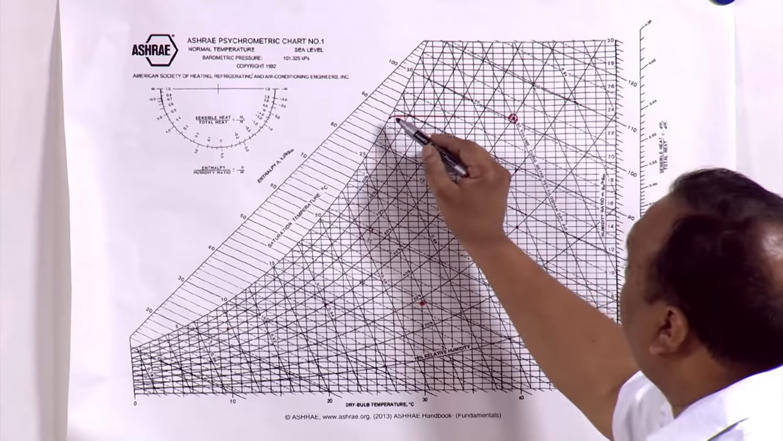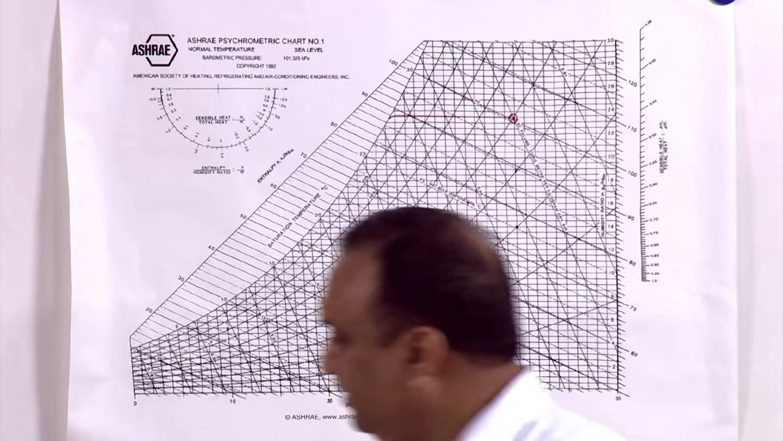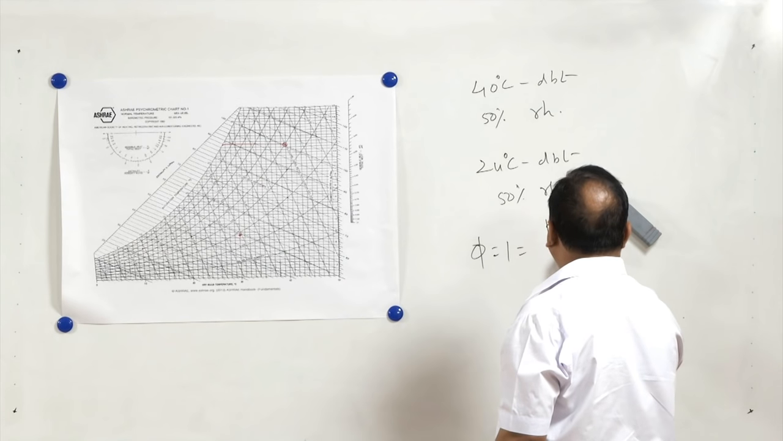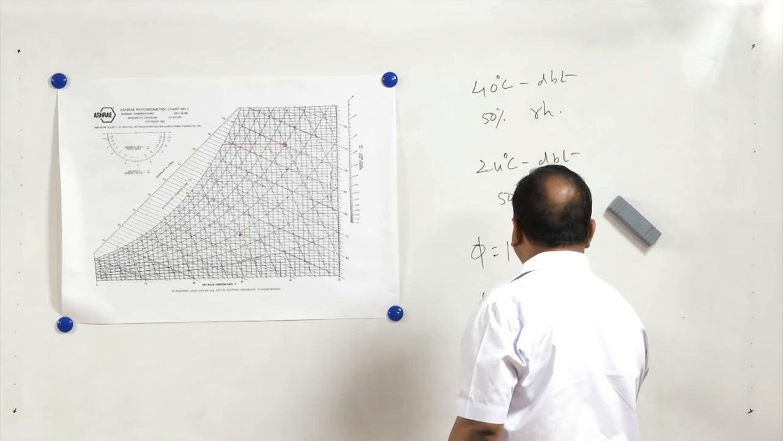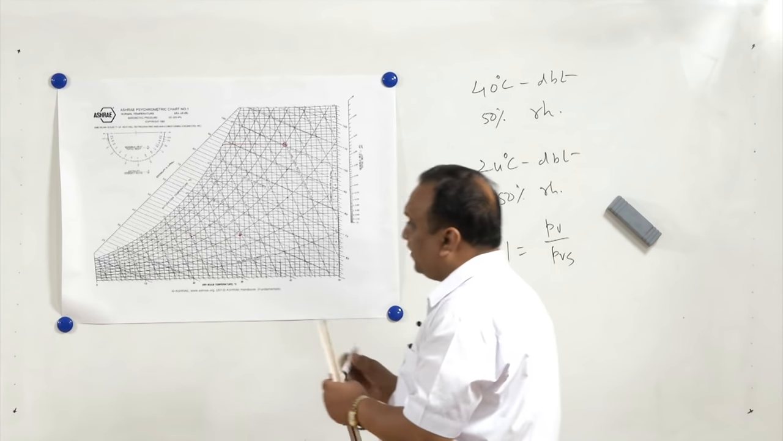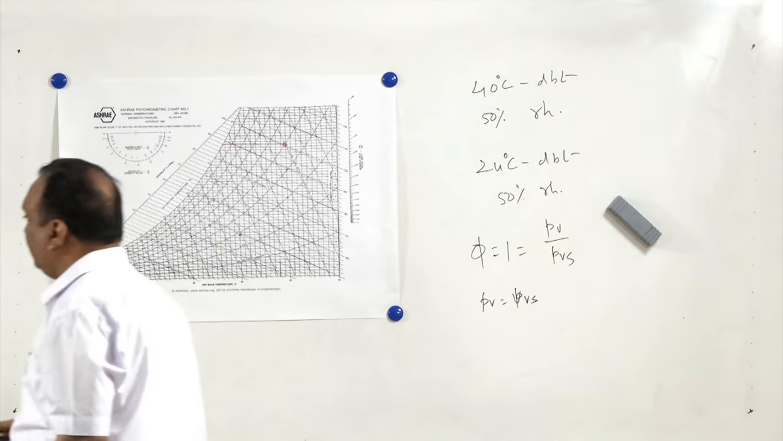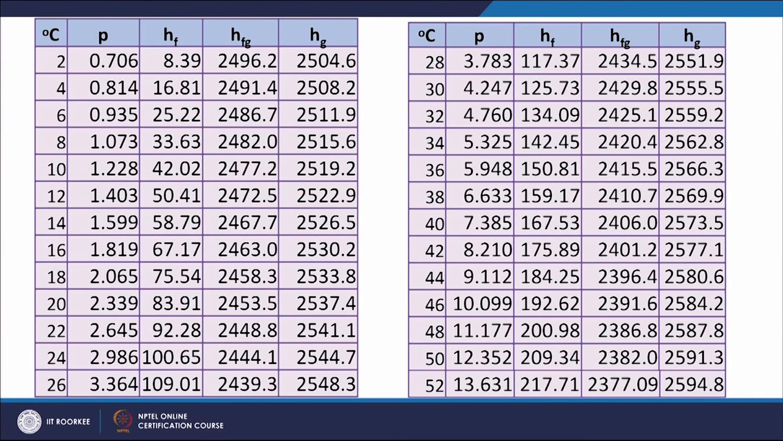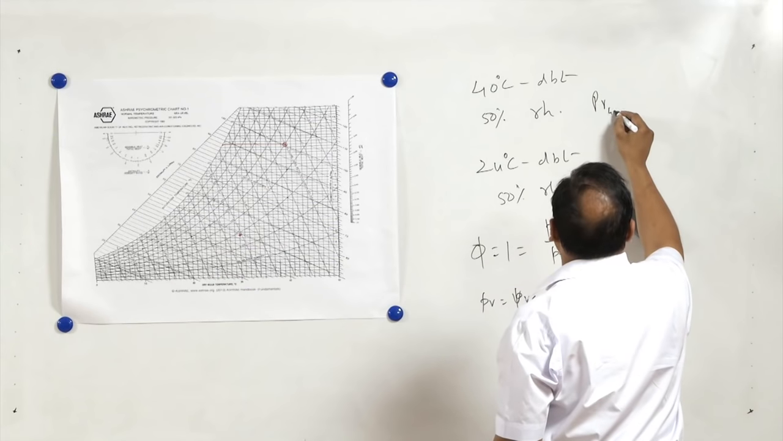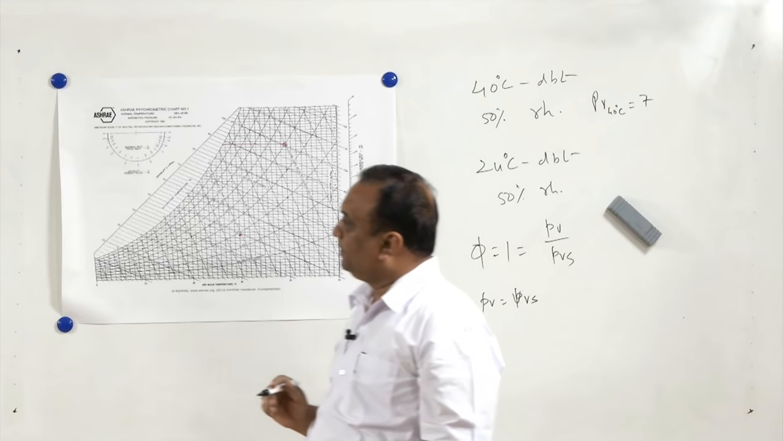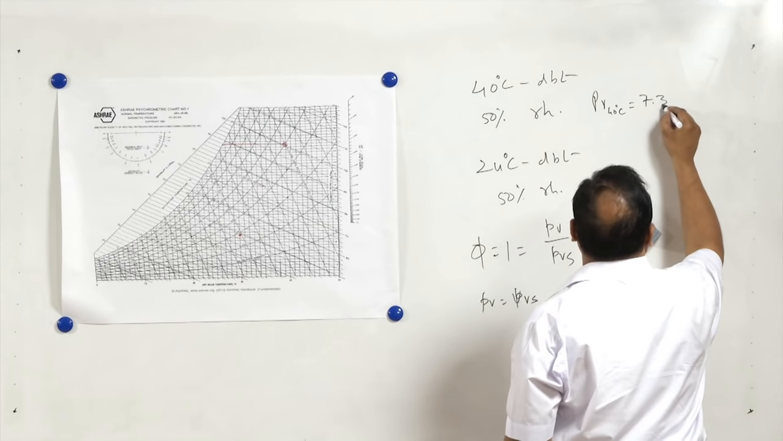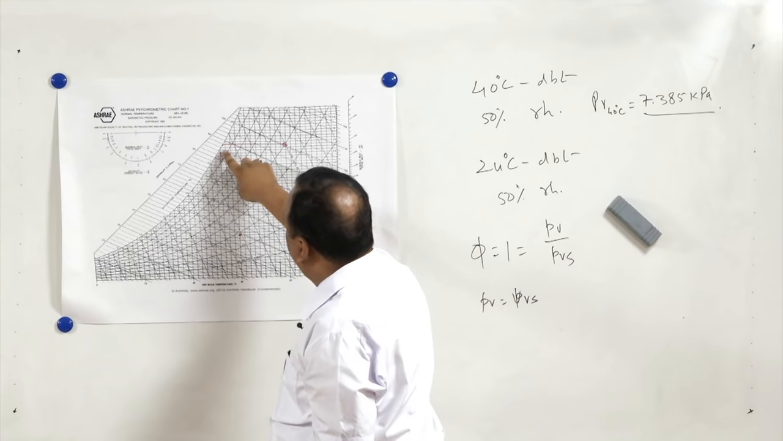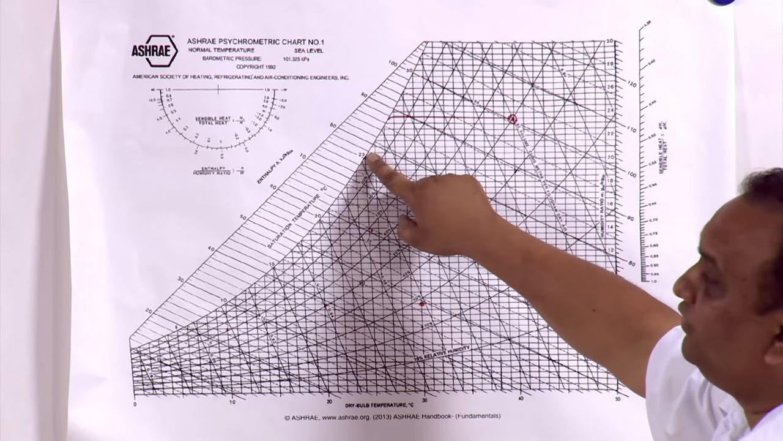So, when 100% saturation is attained, 100% saturation means relative humidity is 100%, which is equal to PV by PVS, and PV is equal to PVS. It means the partial pressure of the vapor at this state is 7.385 kilopascal. Further cooling will reduce the temperature and the vapor will remain saturated.